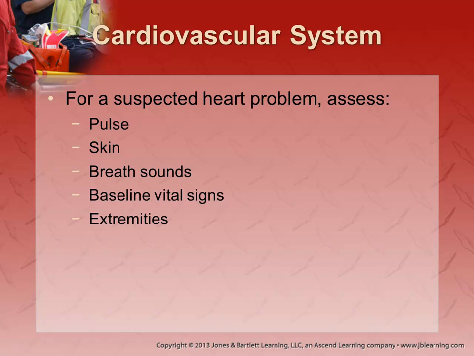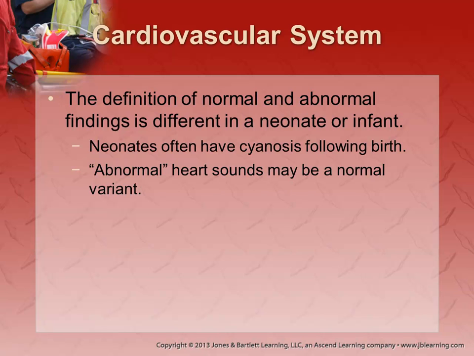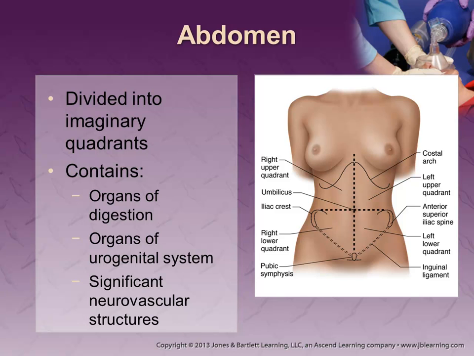Heart problems. Anytime a patient has any heart problems, you're going to check their pulse, their skin, their breath sounds, baseline vitals. Look at their extremities, whether they get good perfusion or poor perfusion everywhere. The definition of normal and abnormal findings is different in a neonate and an infant, of course. Their respiratory sounds and heart sounds might sound extremely irregular, but that's normal in a neonate or an infant. So what you might think is abnormal in a neonate that's just been born is considered normal.